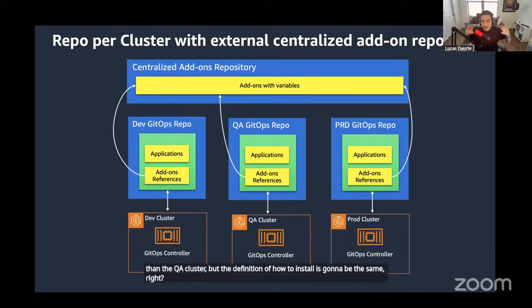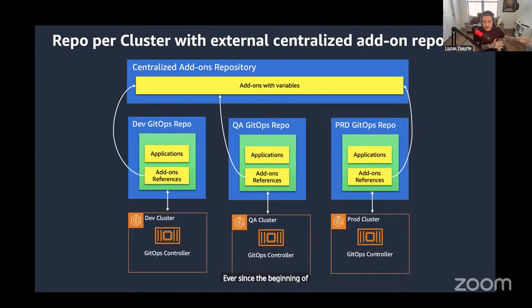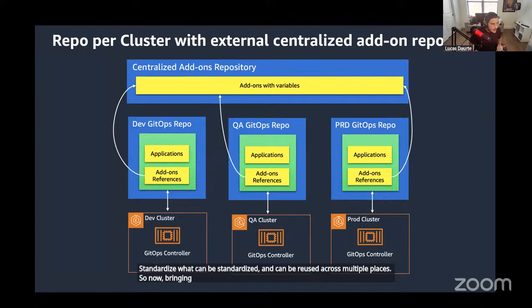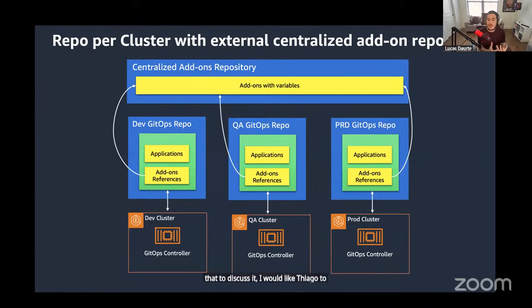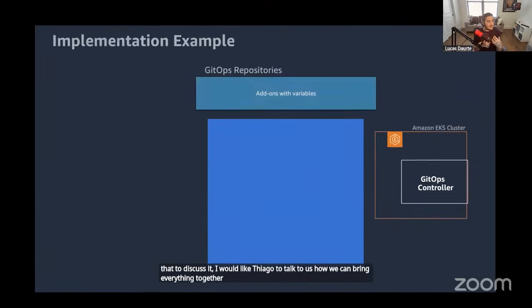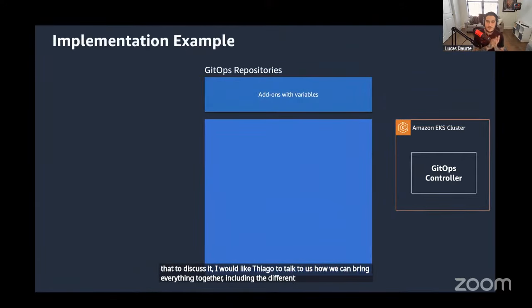So ever since the beginning of our presentation, I think the most important thing for us is to standardize what can be standardized and can be reused across multiple places. So now, bringing everything together that we discussed, I would like Tiago to talk to us about how we can bring everything together, including the different Git topologies that we discussed.